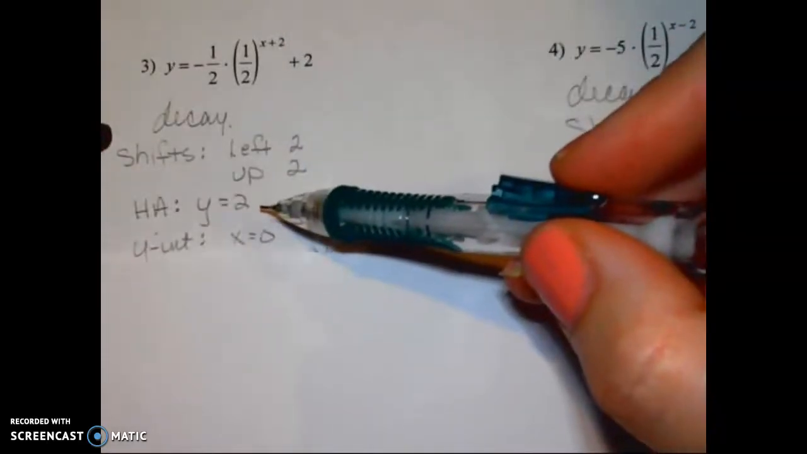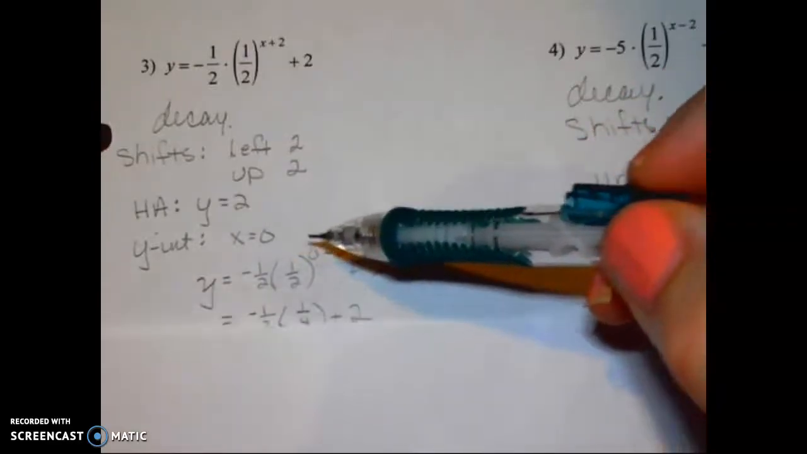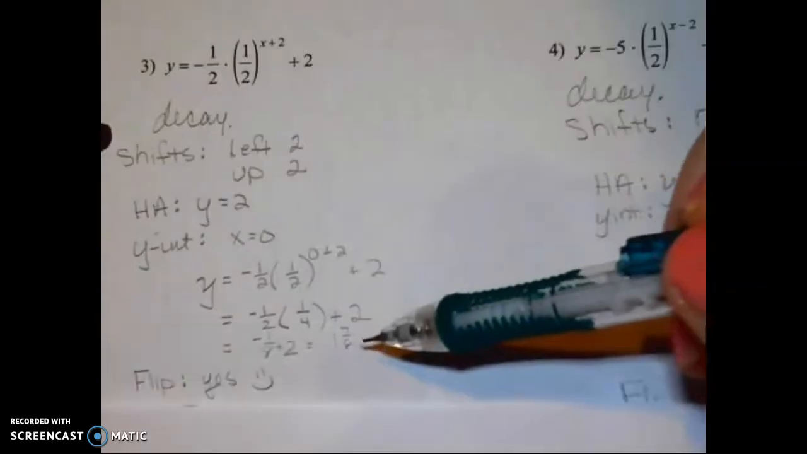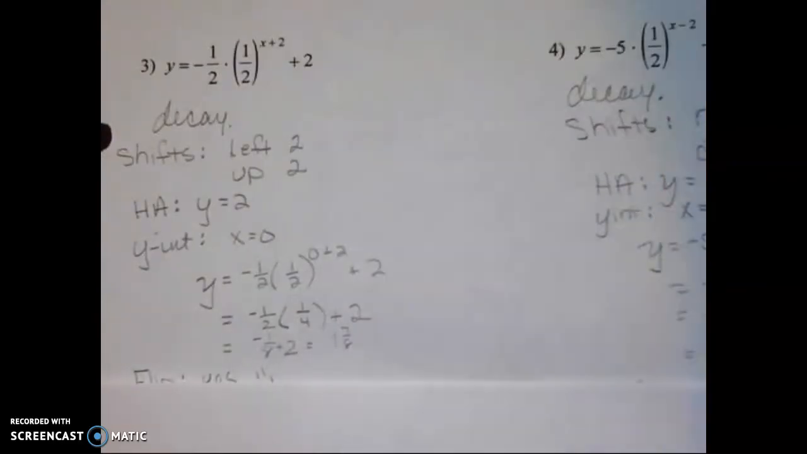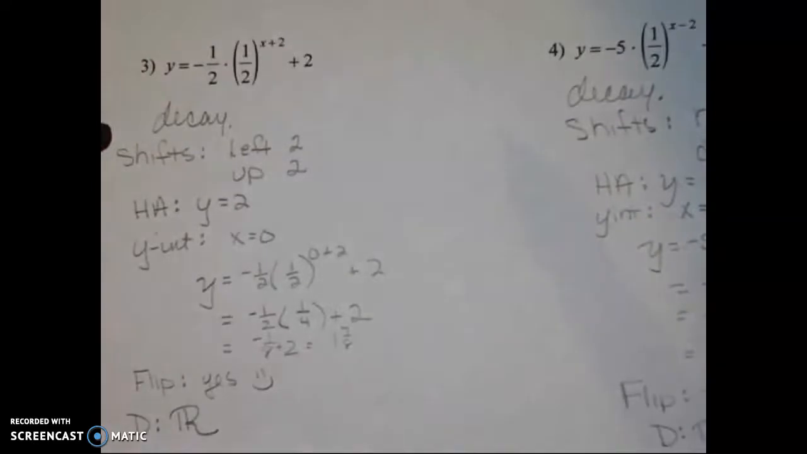Horizontal asymptote is at 2. The y-intercept happens when x is 0. When you substitute it in and do all the mathy part, you get 1 7/8. Is there a flip? Yes, there is, because of the negative 1/2. Domain is all real numbers. Range is y is greater than 2.